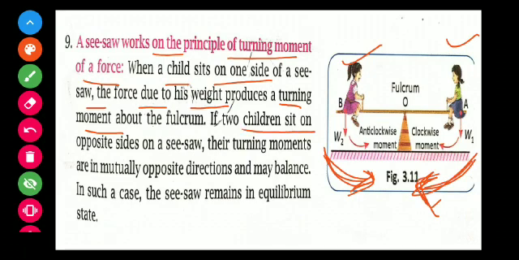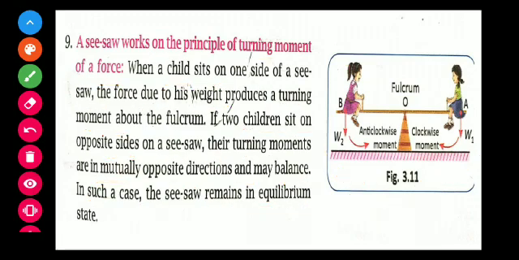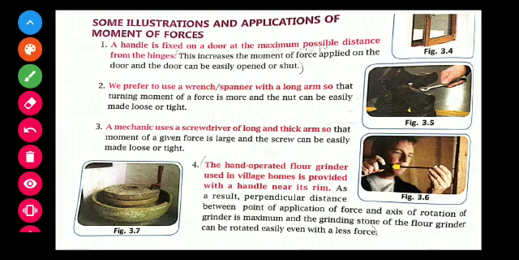If two children sit on opposite sides of the seesaw, the turning moments are in mutually opposite directions, and due to opposite directions they may balance. In such a case, the seesaw remains in equilibrium, because at the balance point the equilibrium state is attained. Therefore the seesaw in this situation is in equilibrium. These are the applications of moment of force or torque.